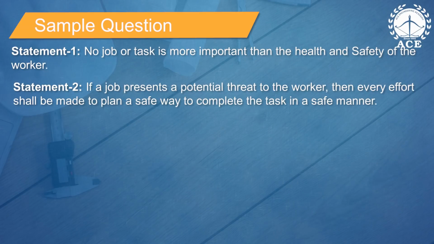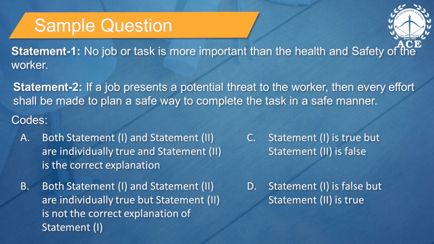This is another question where two statements are given. Statement 1 talks about how no job or task is more important than the health and safety of the worker. Statement 2 talks about how, if a job presents a potential threat to the worker, then every effort shall be made to plan a safe way to complete the task in a safe manner.